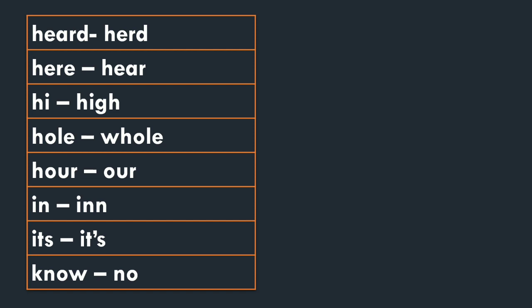Okay. Next is H-O-U-R and O-U-R. Its pronunciation is our. In the first word, H is silent, our. So H-O-U-R, hour, is just the unit of time, one of the 24 hours in a day. And O-U-R, our, is the possessive case of the pronoun we.